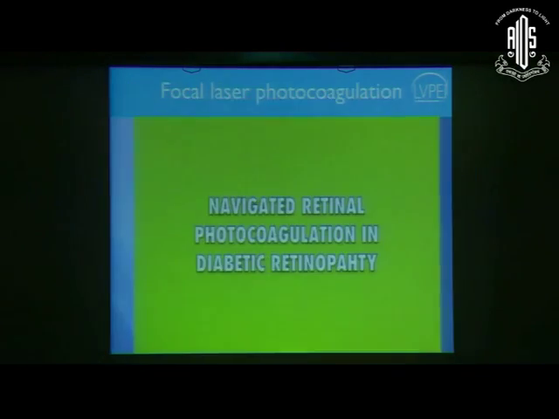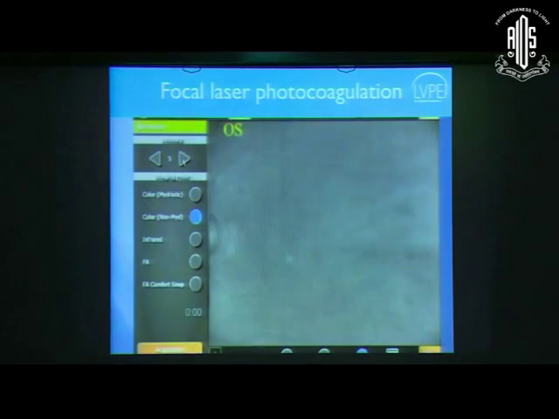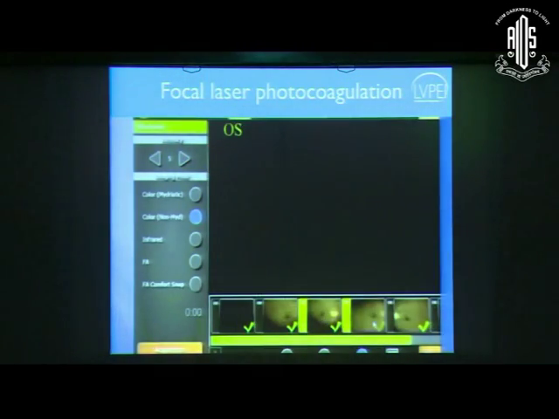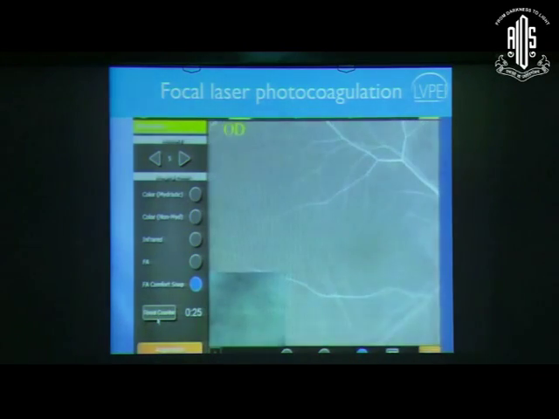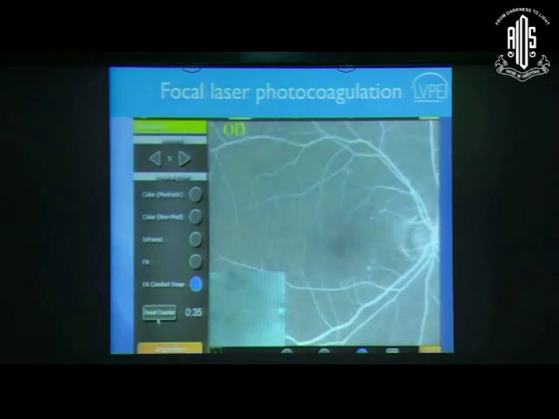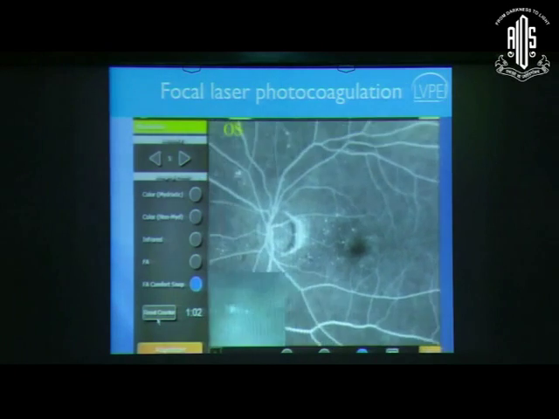So what are the steps of performing laser using Nevilas? The first step is image acquisition, then planning, treatment and documentation. In the next video I'll be covering all these four, just to show how focal laser is being done. At this stage we are taking a color fundus photograph. This is the infrared view, and this is how you get your photographs here. At the same time we are doing the fluorescein angiography of both the eyes. You can see the live view on the computer screen.